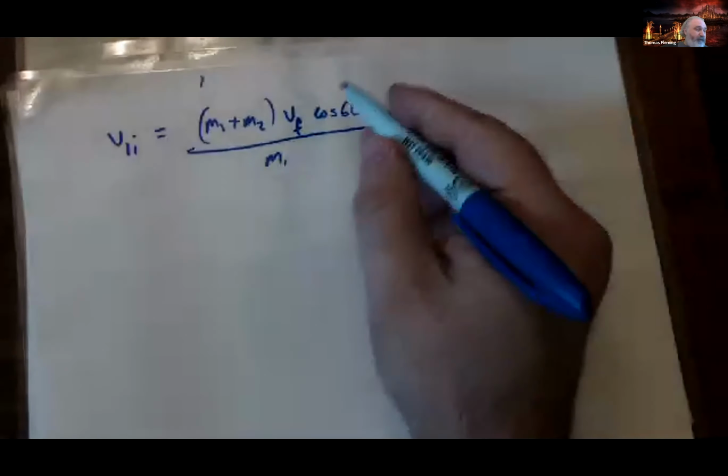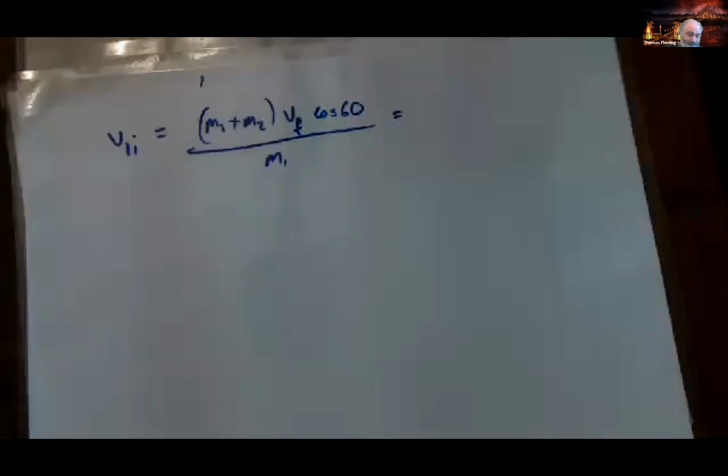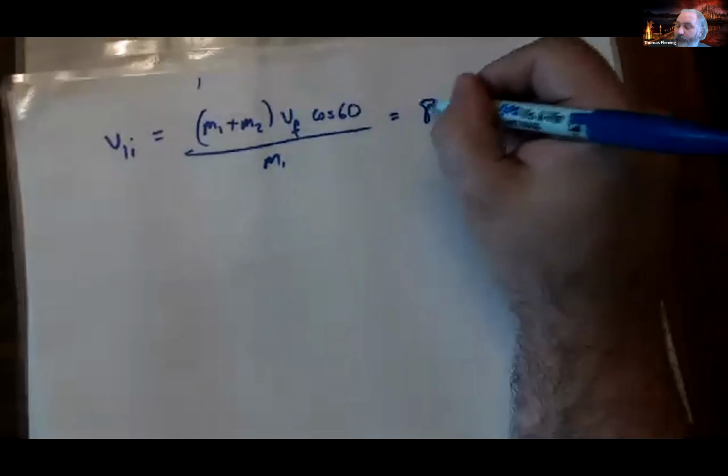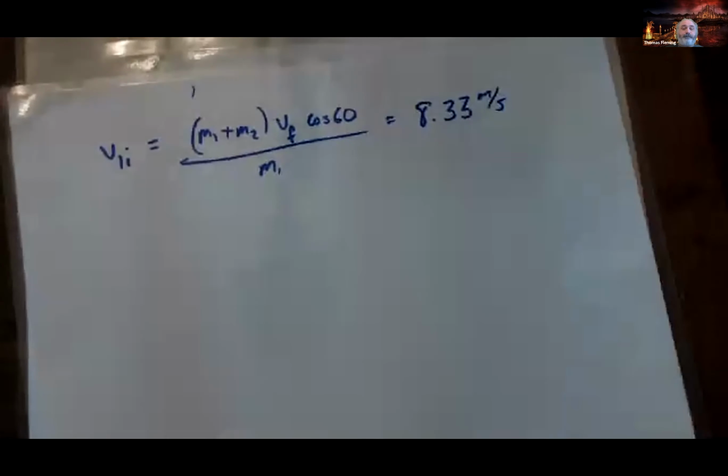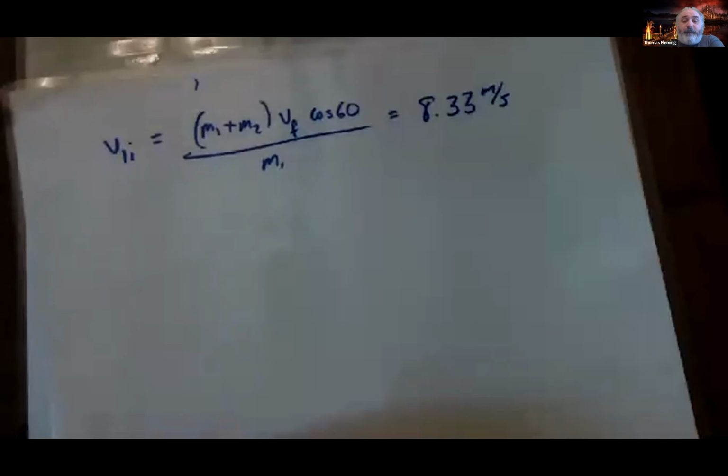So 25,000 times a half is 12,500, and 12,500 divided by 1,500. Oh, I'm having calculator errors today. Good grief. Is 8.33. So we now know the speed of the SUV prior to the collision was 8.33 meters per second.